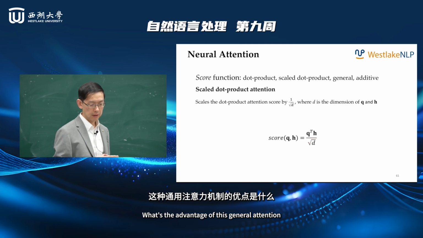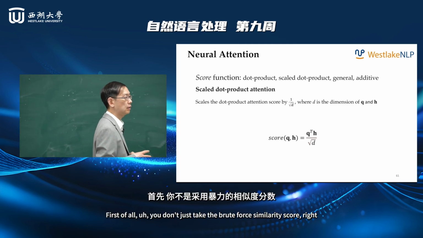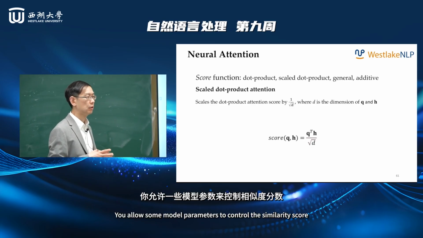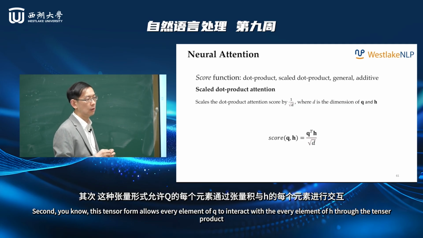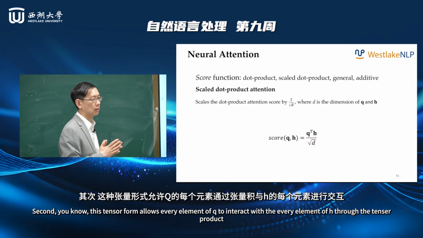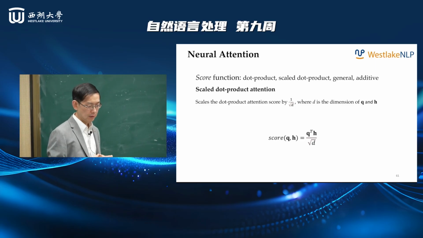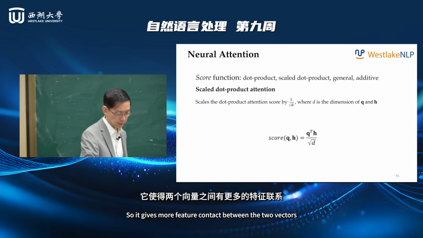What's the advantage of this general attention? First of all, you don't just take the brute force similarity score, right? You allow some model parameters to control the similarity score. Second, you know, this tensor form allows every element of Q to interact with every element of H through the tensor product. So it gives more feature contact between the two vectors.